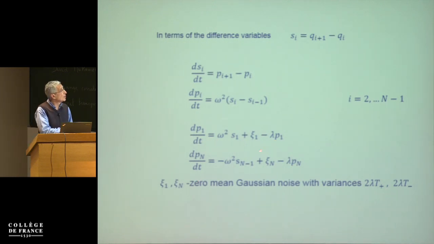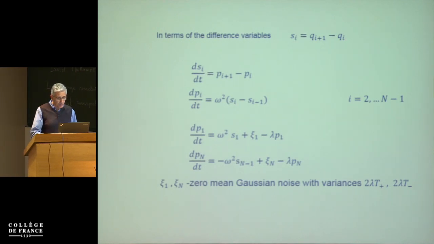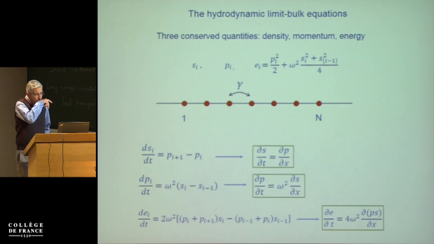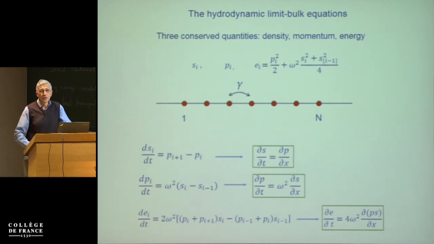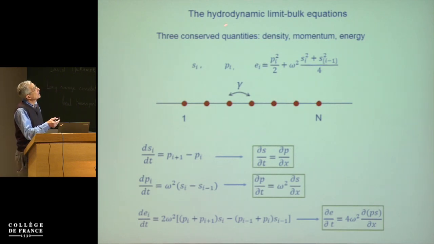Again, the Gaussian noise, plus the dissipation term, viscosity. Okay. Now, we want to try to analyze this model. We would like to go into the hydrodynamic limit, the thermodynamic limit. So we want to look at the bulk equations in the hydrodynamic limit.